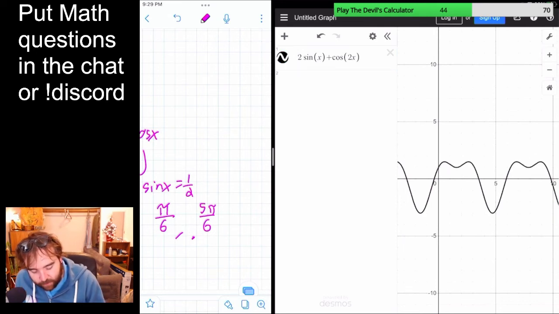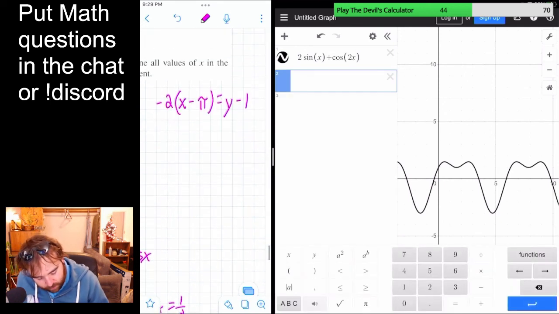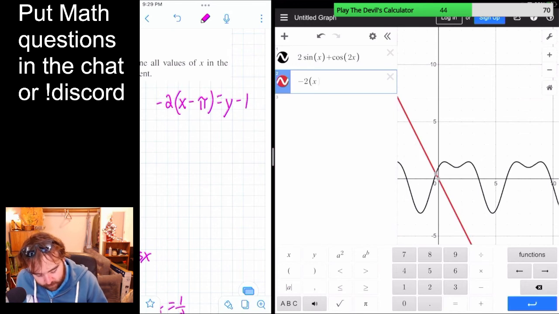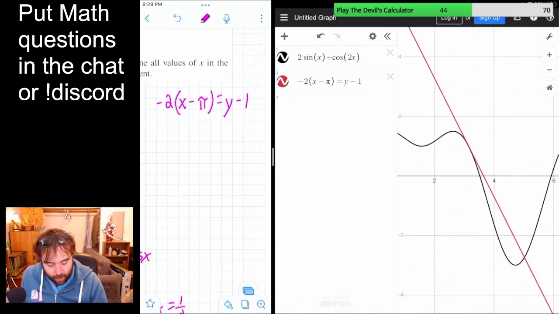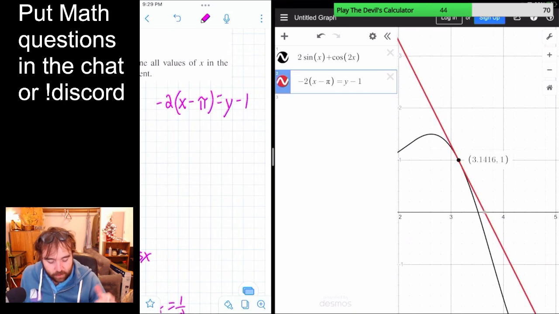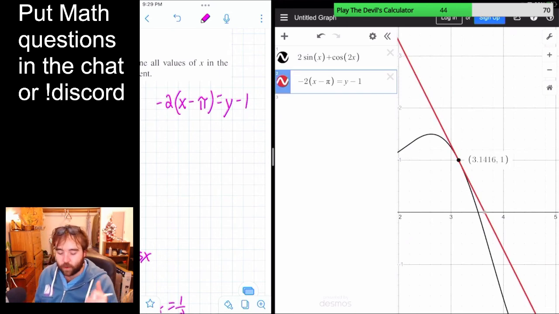And then that goes into the next section. And then we calculated the tangent line. So let's go ahead and graph that because that's always pretty to see. Negative 2 times x minus pi equals y minus 1. And there we go. We see how beautifully that's tangent. Just intersects at that one singular point.